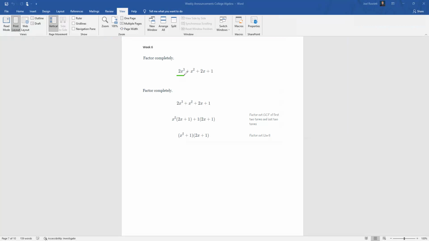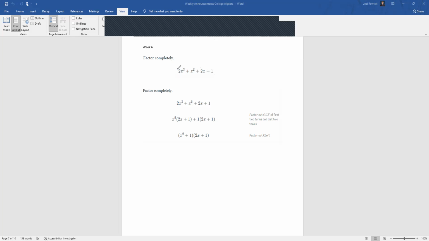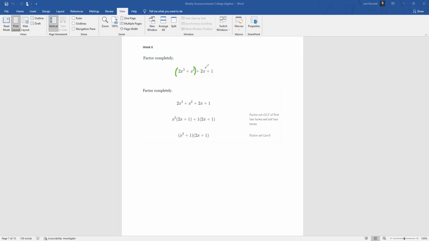I have 2x cubed as the first term, x squared is my second term, 2x is my third term, and then I have 1 as my fourth term. So what do we do with these 4 terms? Since I'm going to use factoring by grouping, I'm going to group these first 2 terms together, and then I'm going to group the second 2 terms together. And then I'm going to take a look at each of those groups individually.